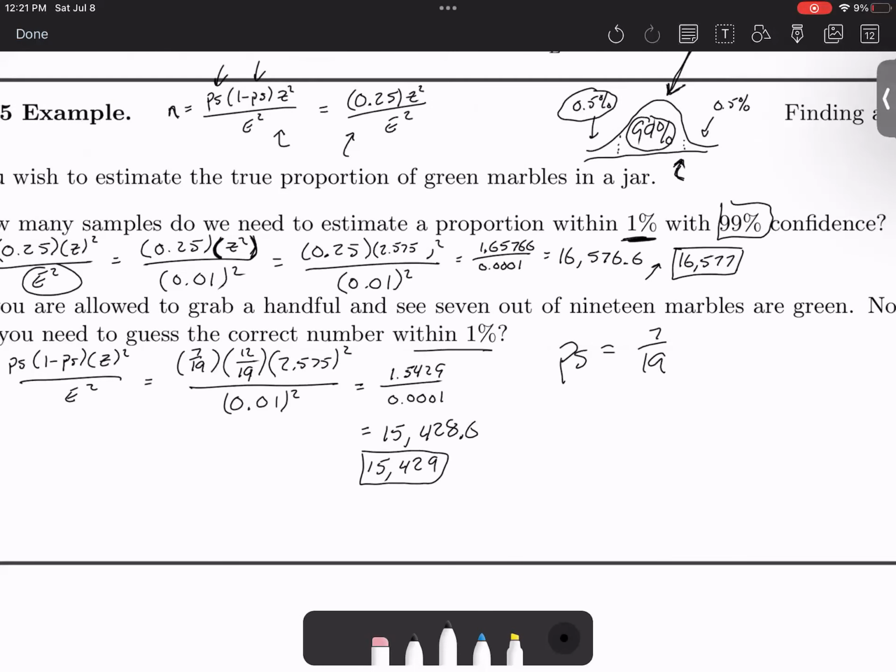So notice it's not as bad as the first estimate when you knew nothing about the jar. When you know something about the jar, you don't have to estimate that many marbles, but still you have to measure a lot of marbles to be within 1% of the true proportion of green marbles in the jar.